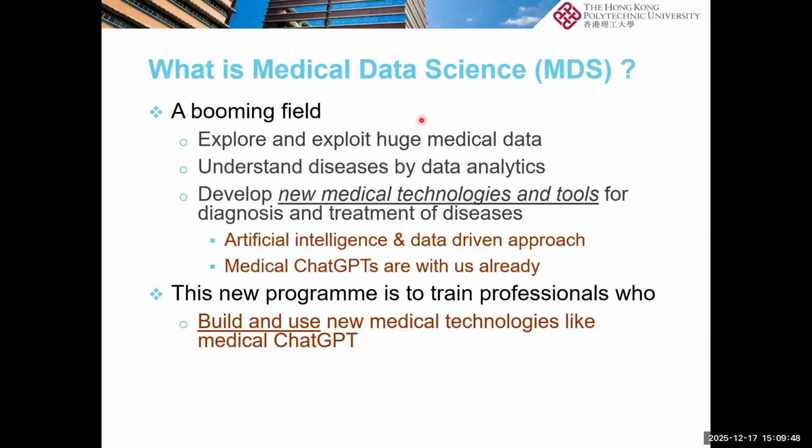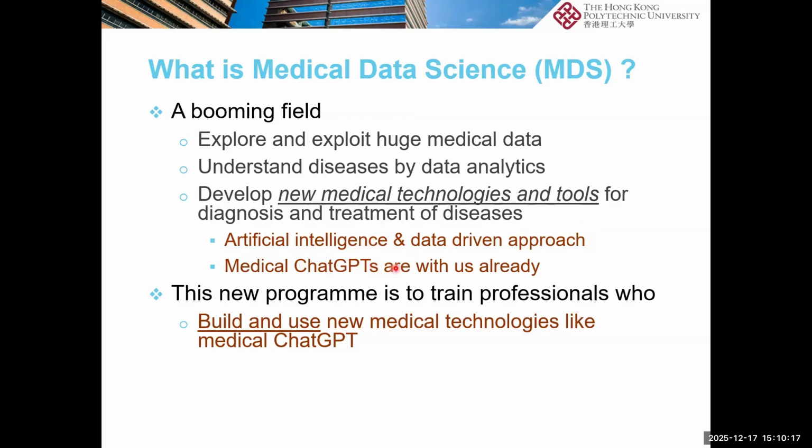So just in summary, medical data science is now a booming field. As medical data scientists, we aim to develop new medical technologies and tools for diagnosis and treatment of disease. In particular, everyone is talking about artificial intelligence nowadays, and I think all of you have the experience of using ChatGPT.